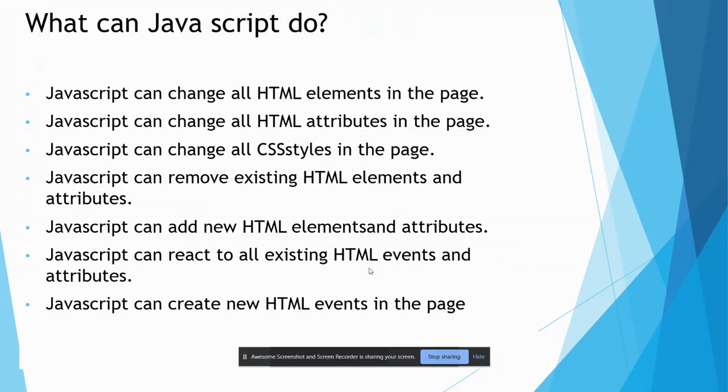Next, as we know what JavaScript is, now what can JavaScript do? JavaScript can change HTML elements, and can change HTML attributes and CSS styles. It can remove existing HTML elements and attributes. It can add new HTML elements and attributes. JavaScript can react to all existing HTML events.